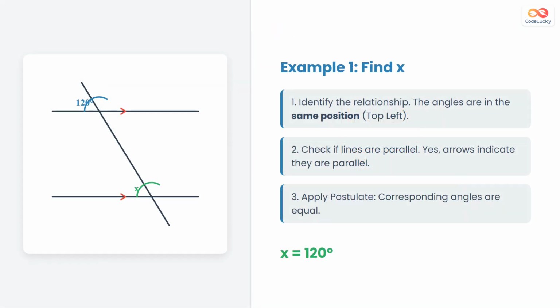Let's try a problem. We are given two parallel lines and an angle of 120 degrees. We need to find x. Notice that the 120-degree angle and angle x are both in the top left position. Since the lines are parallel, x must also be 120 degrees.